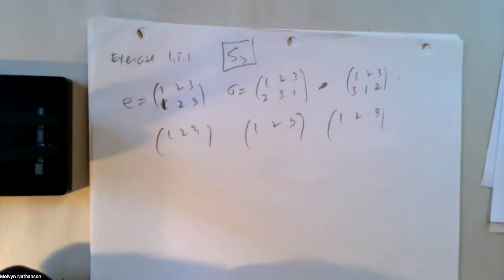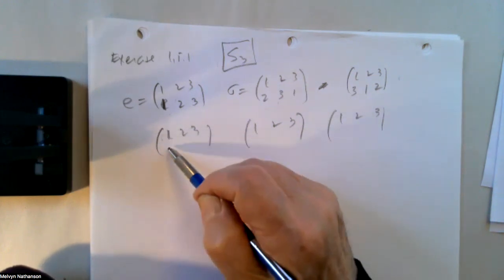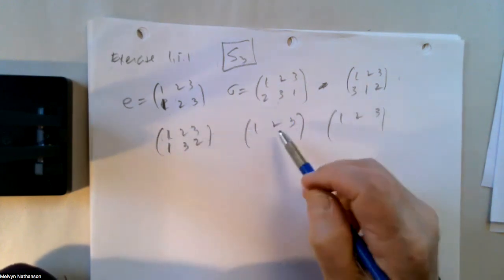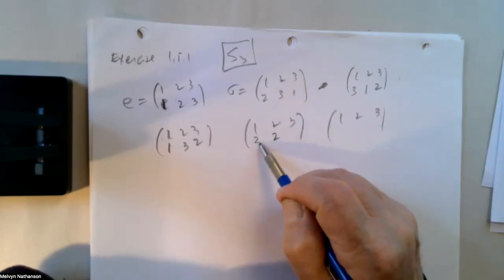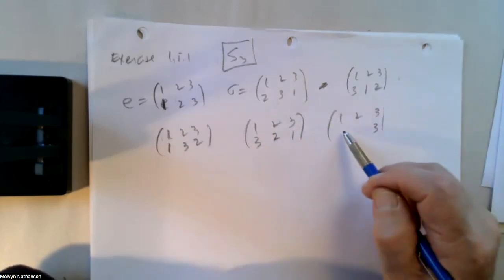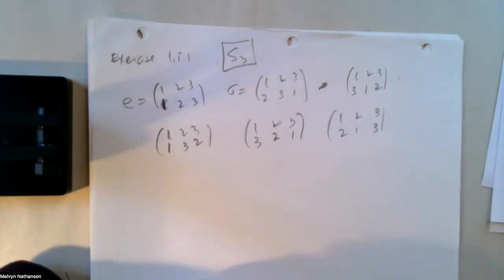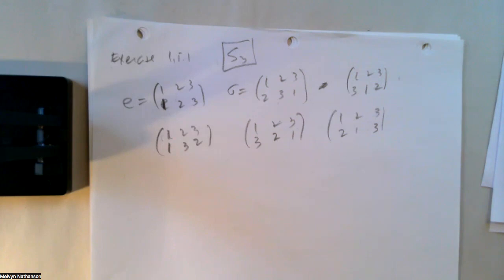We could have the permutation that only moves 2 things. So you could keep 1 fixed and interchange 3 and 2. Or you can keep 2 fixed and interchange 3 and 1. Or you can keep 3 fixed and interchange 2 and 1. And if you try to find more permutations, you can't. There are exactly these 6 permutations. That can be calculated as n factorial. In any case, these are all the permutations of 3 numbers.